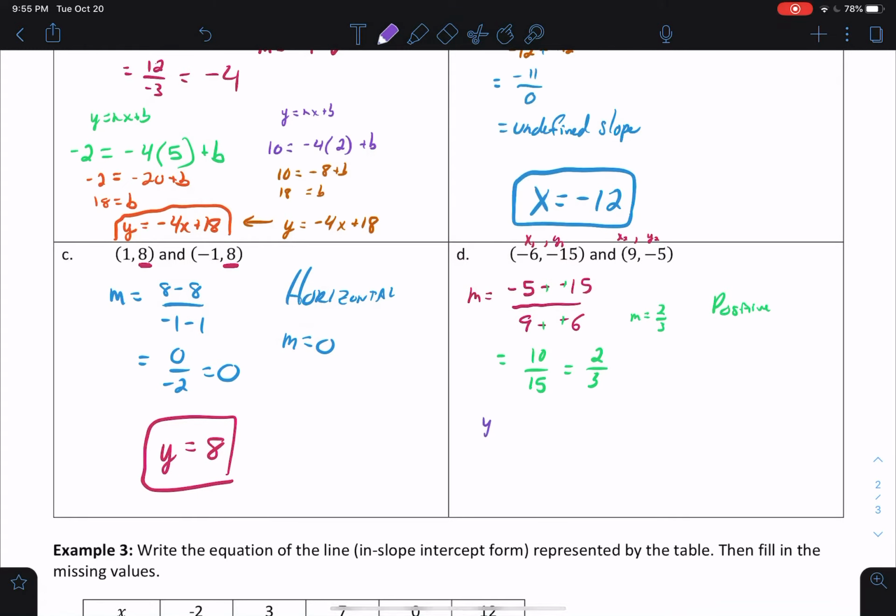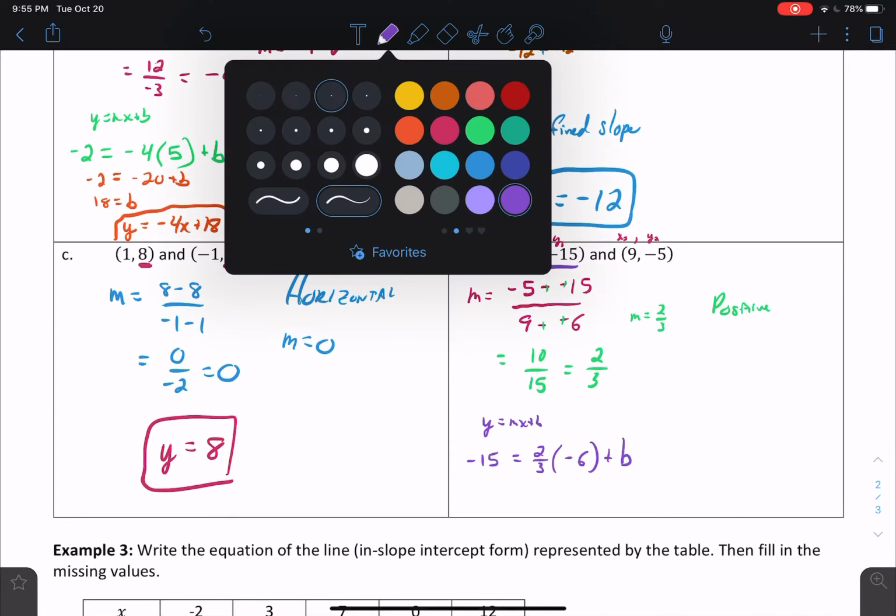So we're starting with y equals mx plus b. I'm just going to pick this first point. What am I plugging in for y? Plugging in negative 15. What am I plugging in for m, my slope? I'm plugging in 2/3. What am I plugging in for x? I'm plugging in the x-coordinate, which is negative 6. And I don't know the b value. That's what we're solving for here. I'm solving for b. Okay?